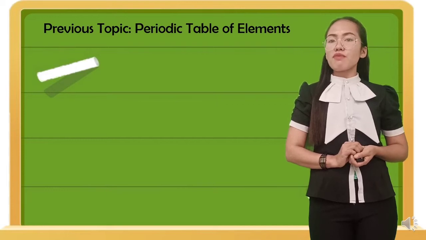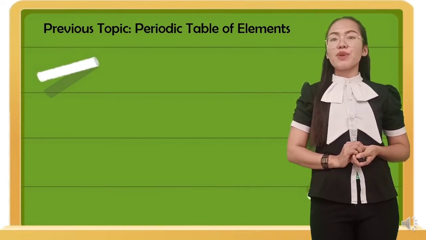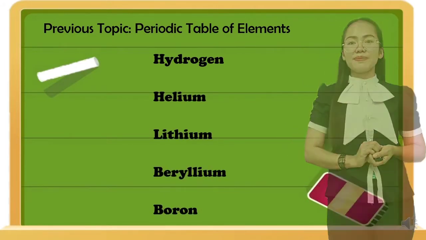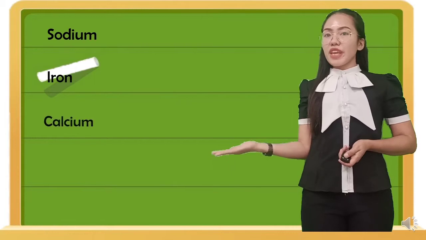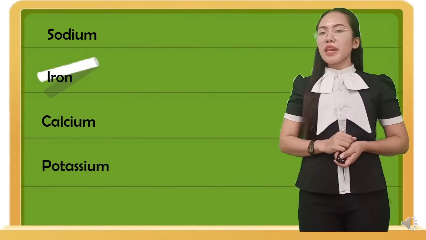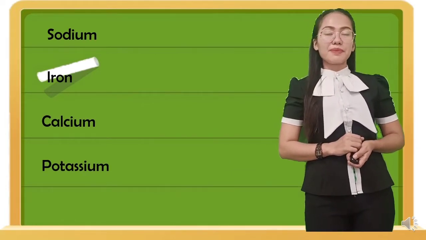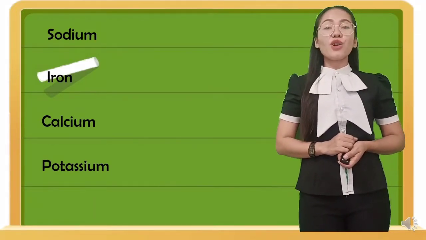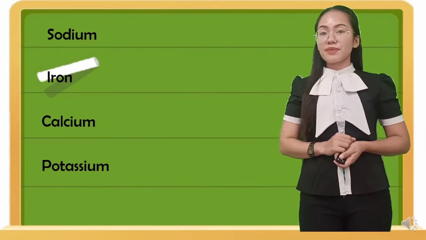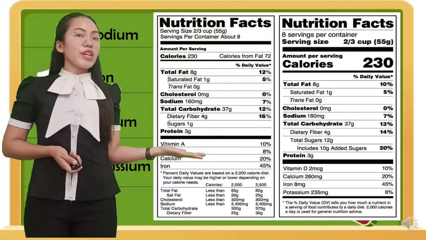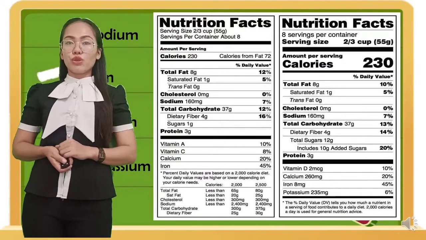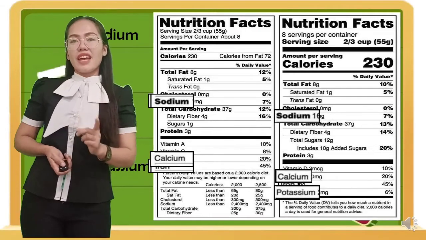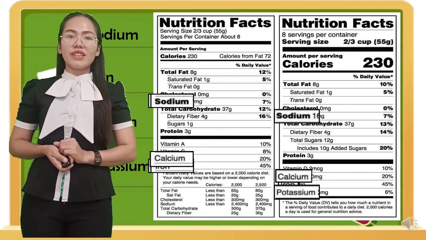Could somebody give me the first 5 elements of the periodic table? Okay, very good, Anna. We have here 4 elements. How many of you have consumed this element? Oh, quite a few of you. Do you know that these elements are also present in the foods we eat? For instance, these product labels contain sodium, iron, calcium, and potassium. That is what we are going to learn in this lesson.